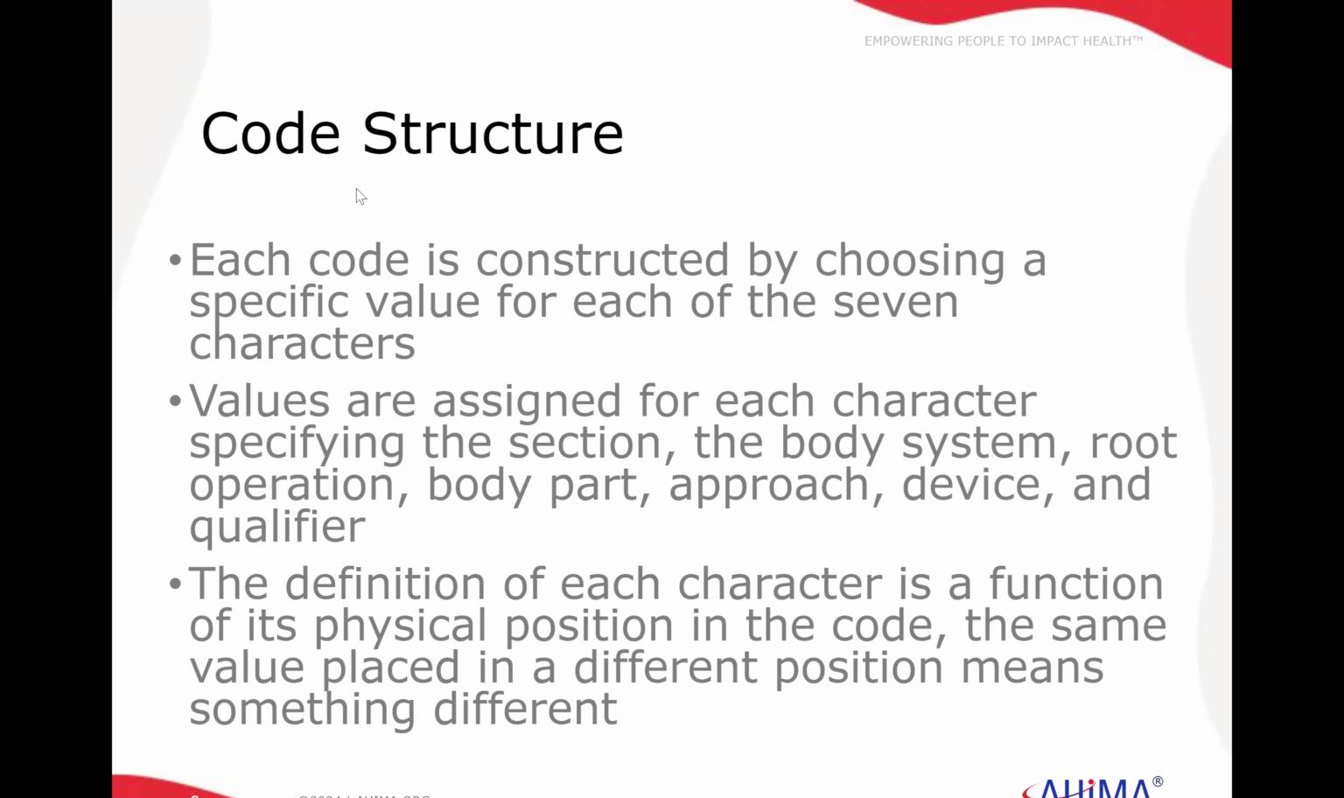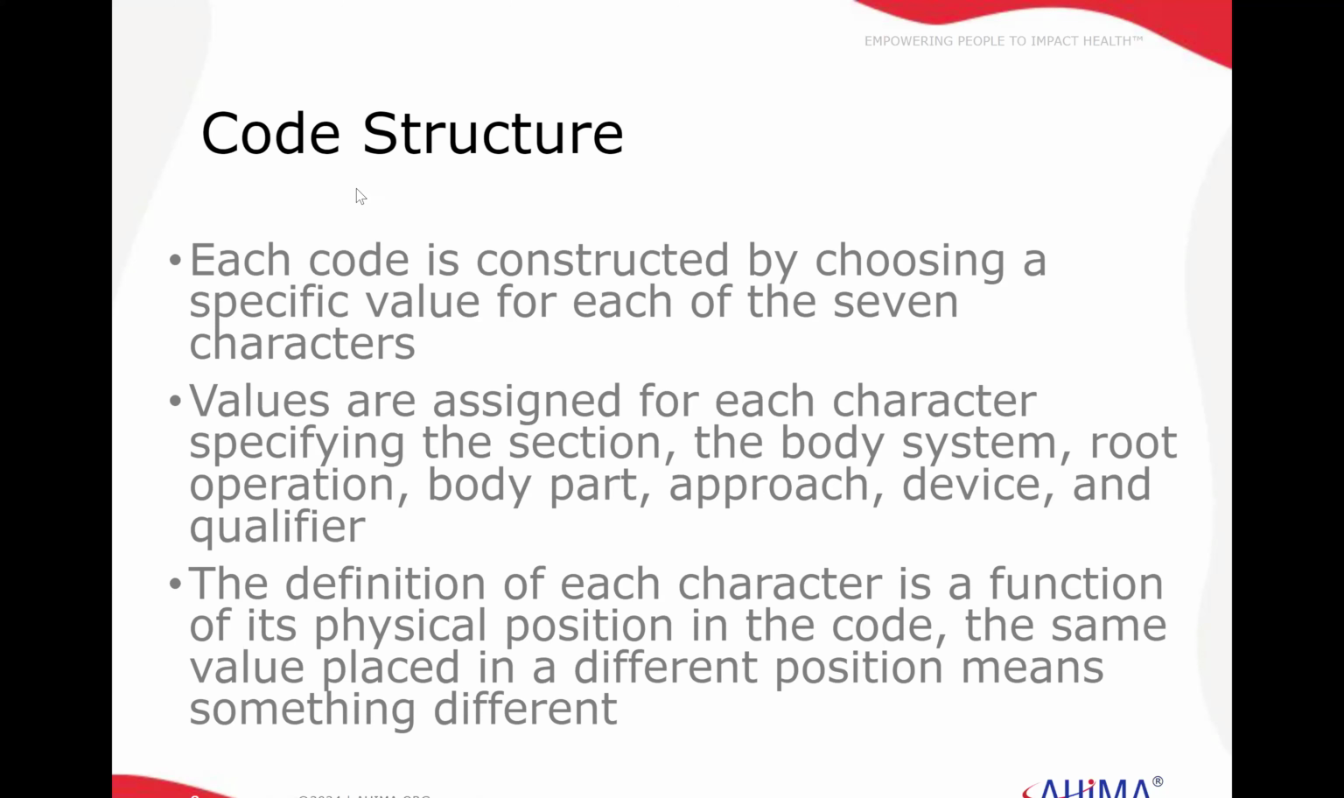Each code is constructed by choosing a specific value for each of the 7 characters. And the values are assigned for each character, specifying the section, the body system, the root operation, the body part, the approach, the device, and the qualifier. And we'll explain what each of these means in just a little bit.